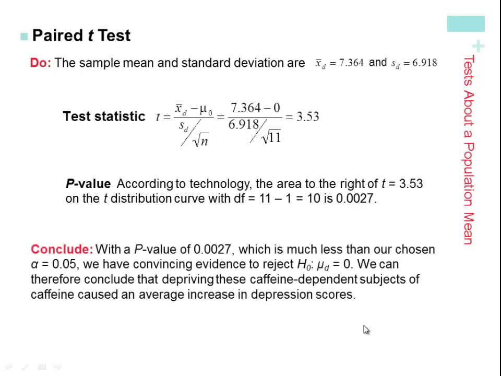With a p-value of 0.0027, which is much smaller than our chosen alpha level of 0.05, we have convincing evidence to reject the null hypothesis that there is no difference. We can therefore conclude that depriving these caffeine-dependent subjects of caffeine can cause an average increase in depression scores.